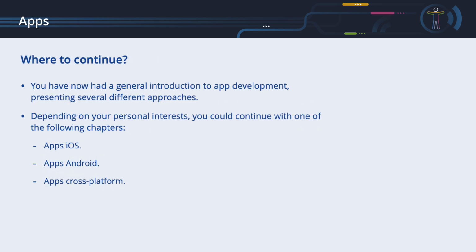Where to continue? You have now had a general introduction to app development, presenting several different approaches. We will use these approaches to explain how to improve accessibility using different development environments. Depending on your personal interests, you could continue with one of the following chapters: Apps iOS, Apps Android, Apps Cross-Platform.